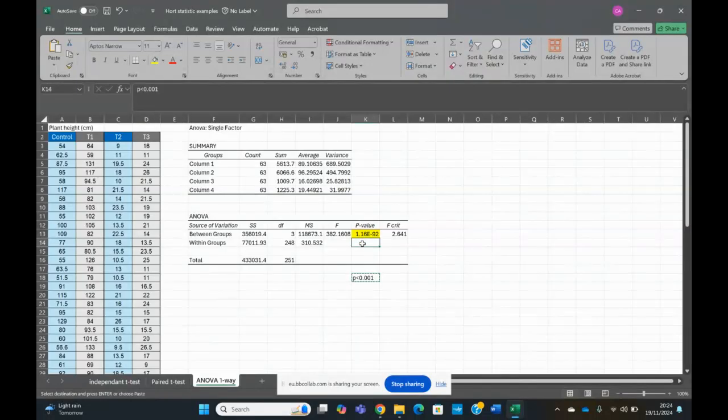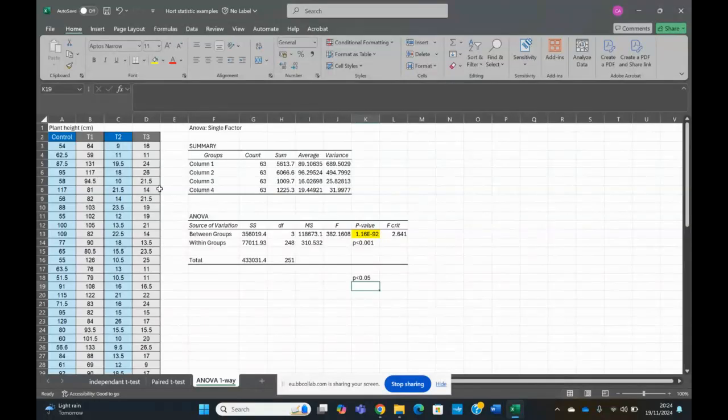And what value are we always looking for? I'm just going to put that below. We're always looking for p is less than 0.05. So in this case, our value is smaller than 0.05, which means that there is a significant difference between the different treatments in terms of plant height.